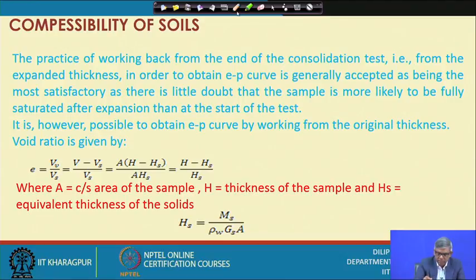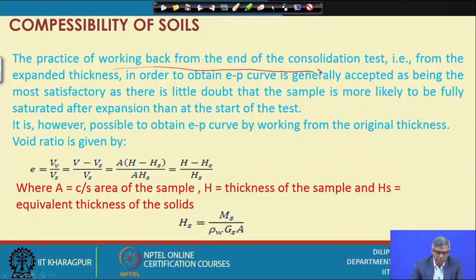So, before going to this, there is some remark. The practice of working back from the end of consolidation test, that is well accepted, because when you prepare a sample and put in the consolidometer, it is not guaranteed that it will be saturated. But if I complete the test and at the end of the test, this is only submerged condition, if you allow it to expand with zero loading, then that time it is expected that soil will be saturated. So, that is the one we utilize, that at the end it was saturated, and from there I get void ratio, and then we are going back to the original.